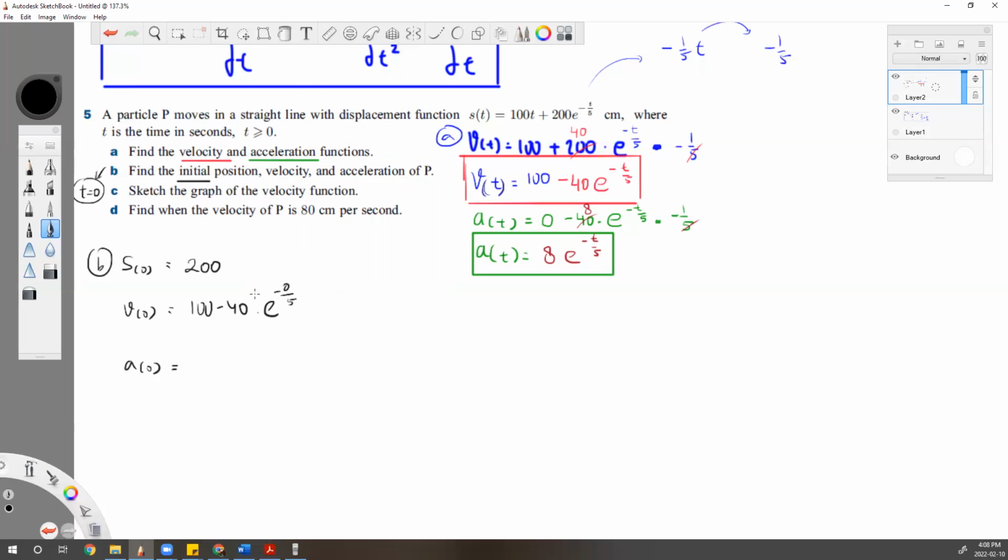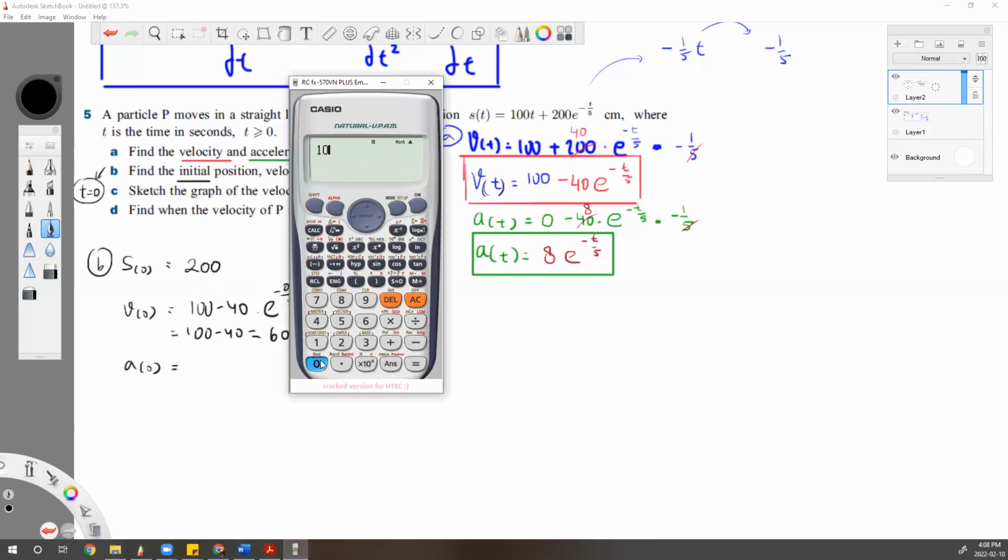So e power 0 is 1. So 100 subtract 40 equals 60. If you don't get used to this, you might use a calculator. So 100 minus 40 times e to the power of 0 over 5. If you are quite unconfident, no problem, you just put it directly. See, 60.